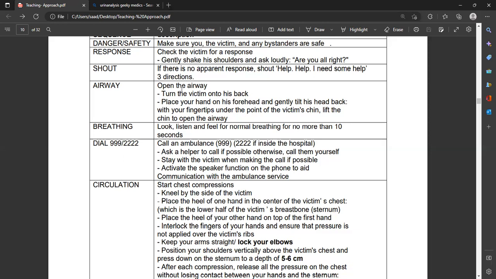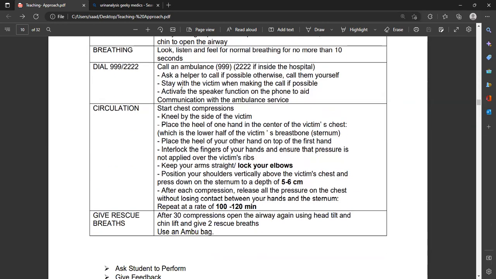All right, so let's move to the circulation, the main and important part. In the circulation, we perform compressions. And how do we perform compressions? Just verbalize it and tell the student how we are going to place our hands. Place your dominant hand in the center of the victim's chest, and the other hand on top of it, and make a firm lock with your hands, and then lock your elbows. I have just highlighted it. Lock your elbows, and then start doing compressions.